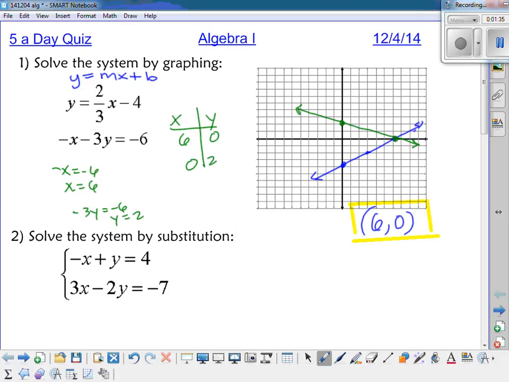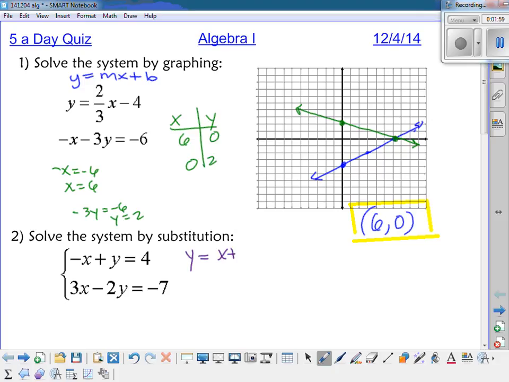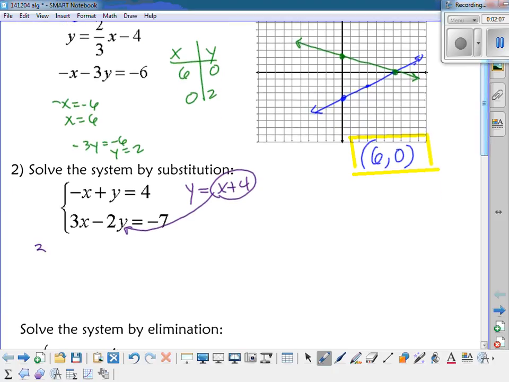All right, so number 2, you had to solve by substitution, which means I need to get either the x or the y alone. So what do you guys think? Should I get the x or the y alone? Go with the y? All right. So how do I get rid of that negative x? Add it to both sides. So if I add x to both sides, then I have y is equal to x plus 4. So now I can take that x plus 4 and put it where the y was in the other equation. So then I have 3x minus 2 times x plus 4 is equal to -7.